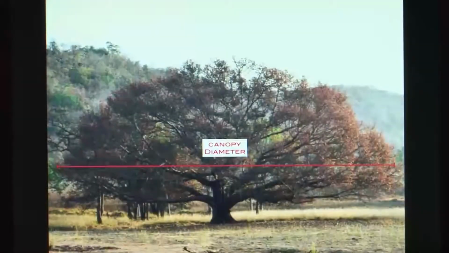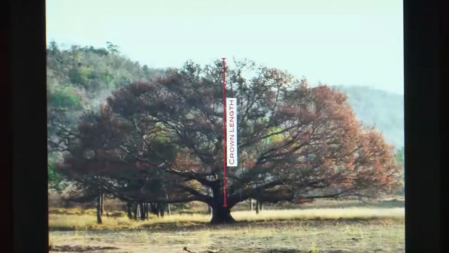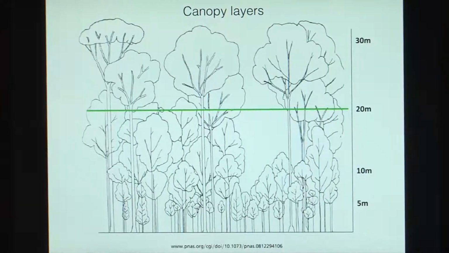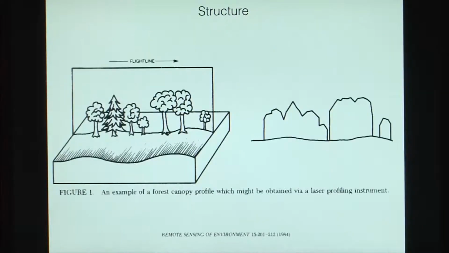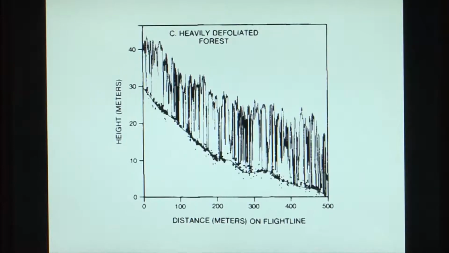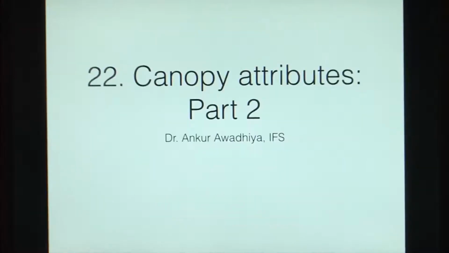We looked at canopy parameters like canopy diameter and the canopy length or crown length. These can be used to calculate the canopy volume and biomass. Then we also looked at canopy cover and canopy closure. We can define canopy layers and find out the structure of the canopy. This can tell us whether the forest is healthy, whether it is a sparse forest, or whether it is a heavily defoliated forest, and we can even use LIDAR to study the canopy.